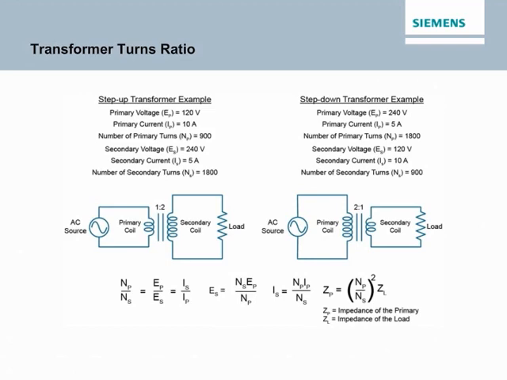When the primary has more turns than the secondary, voltage is stepped down from primary to secondary. For the circuit on the right, the primary coil has twice as many turns as the secondary coil, and voltage is stepped down from 240 to 120. Because the impedance of the load is lower than the impedance of the primary, the secondary current is stepped up from 5 to 10 amps.